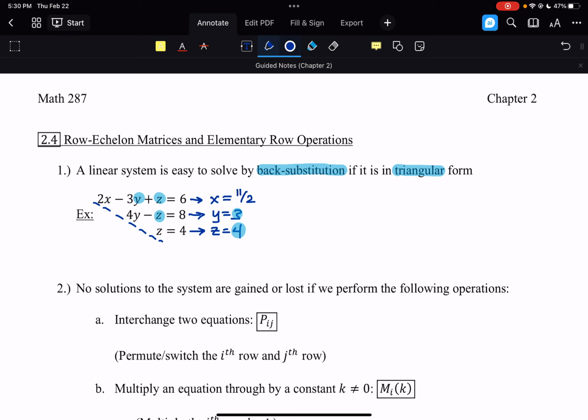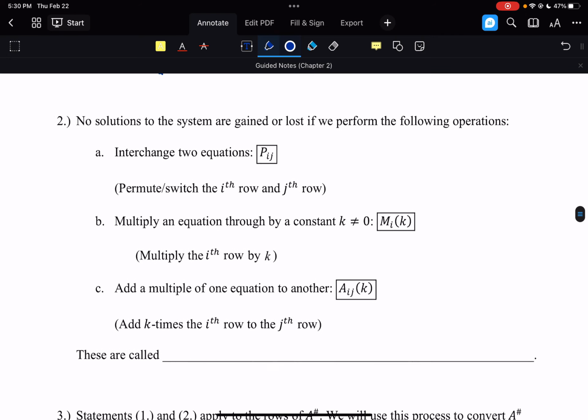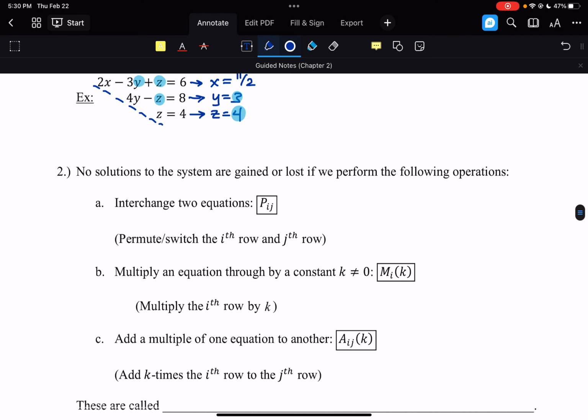If we can put systems in this form, we can solve them much more easily. Putting systems in this form becomes a lot easier when we use matrices. So we're going to look in this section at how we can set up matrices in this form to help us solve more easily. Now, when it comes to actually performing operations on equations like this, we have a few different properties that we can use. There are some things that you can do to a system of equations where no solutions to the system are gained or lost.